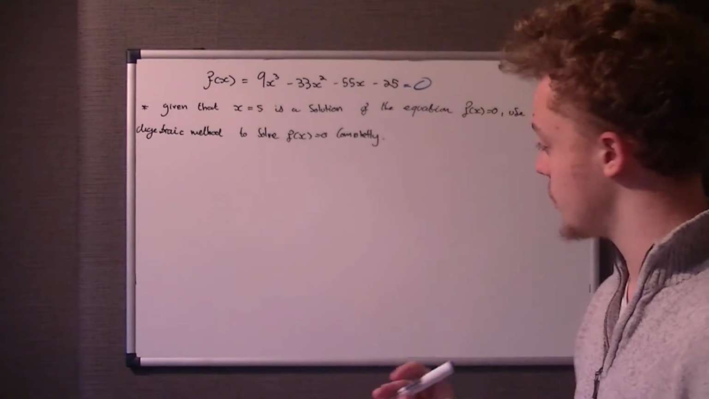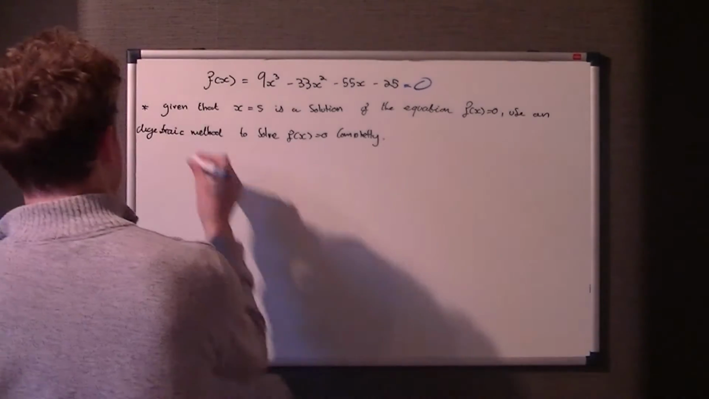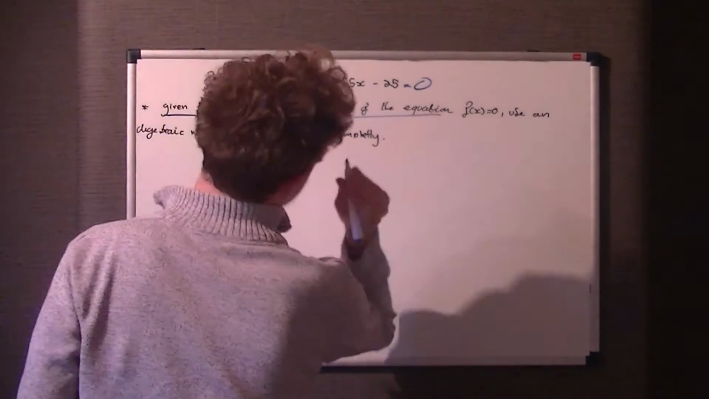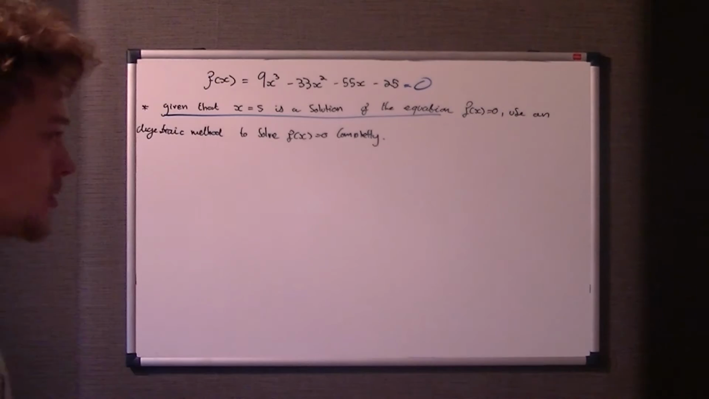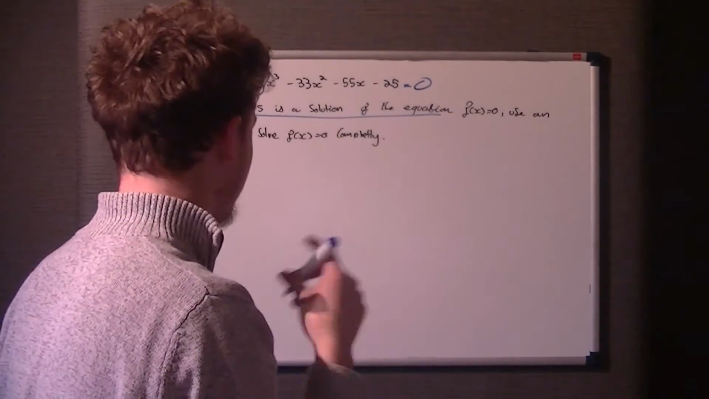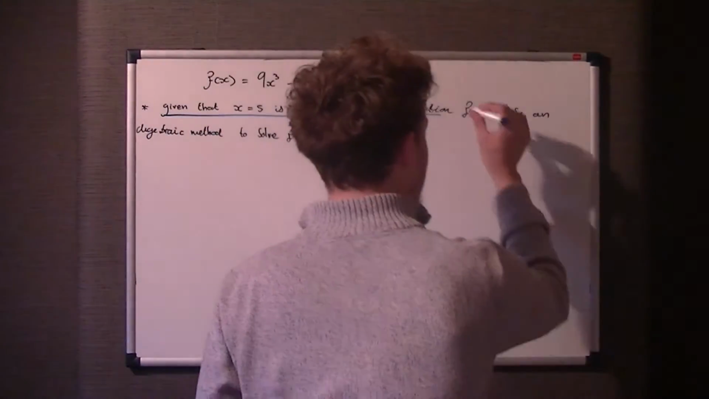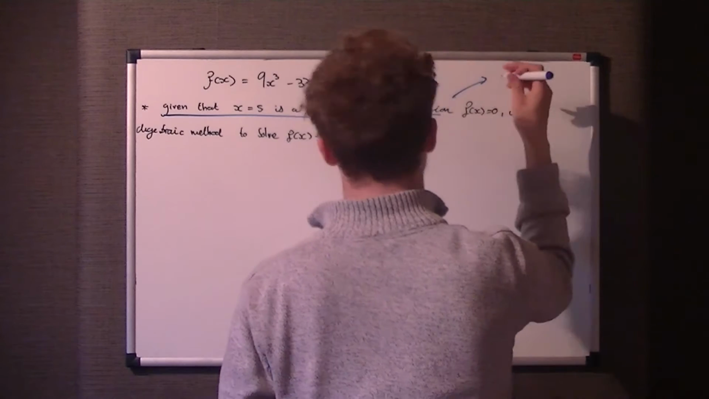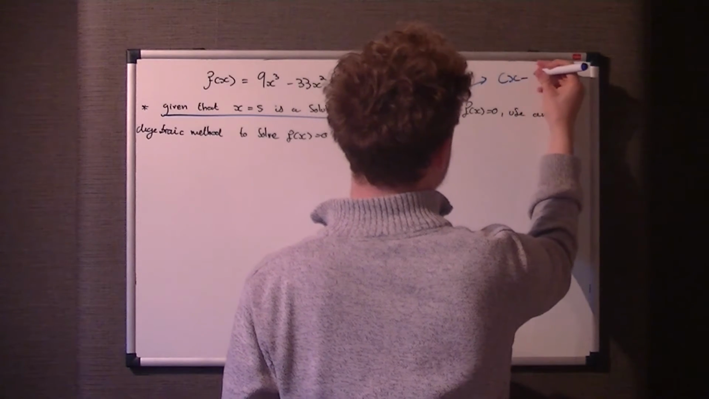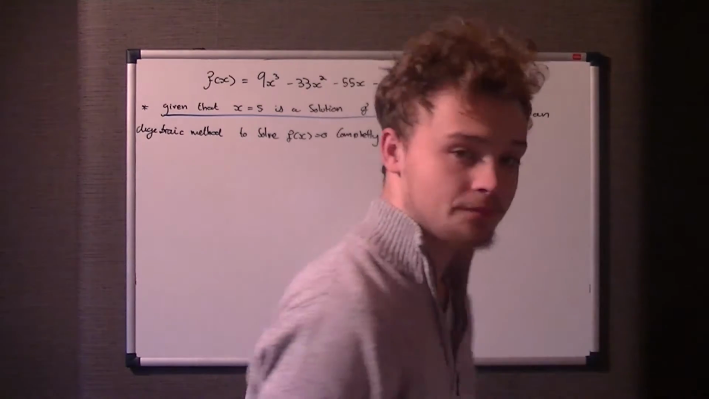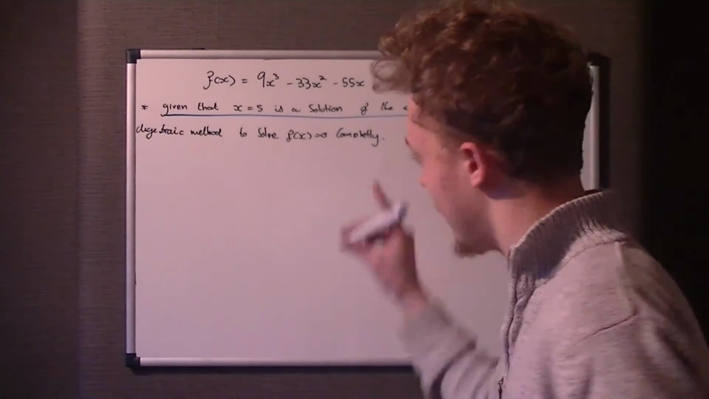Now, there's a few things I want to point out here. The first thing that we're told, x equals 5 is a solution of the equation. In other words, if x equals 5 is a solution of the equation, that means f of 5 is equal to 0. In other words, there's a factor of this. The factor is x take 5, and that's a factor of that cubic.